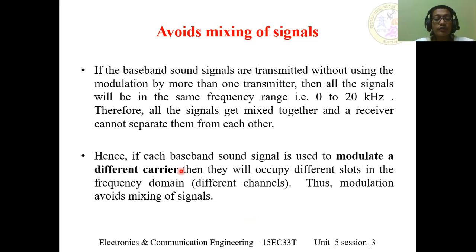Hence, we go for a modulation process with different carriers. At one transmitter, you transmit a signal with one carrier frequency, and at the other transmitter, you transmit with another carrier frequency. Then we can multiplex those signals and transmit over a single channel. So the different channels we can transmit. The modulation avoids the mixing of signals.